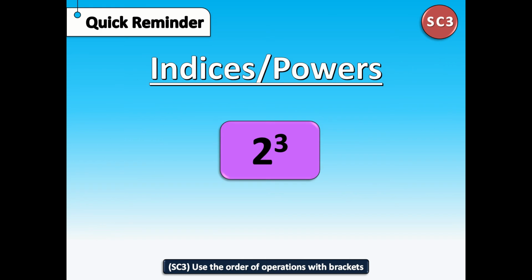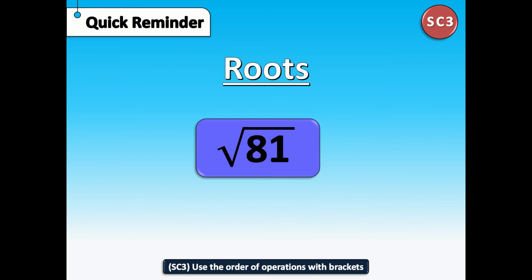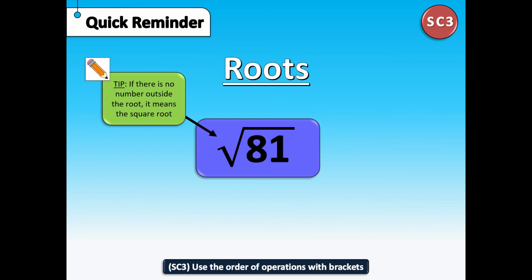So just as a reminder, indices or powers: 2 to the power of 3 means 2 times 2 times 2. So the answer is 8. The root: if there's no number in front of the root, then it just means you do the square root. So the square root of 81 is 9, because 9 times 9 is 81.